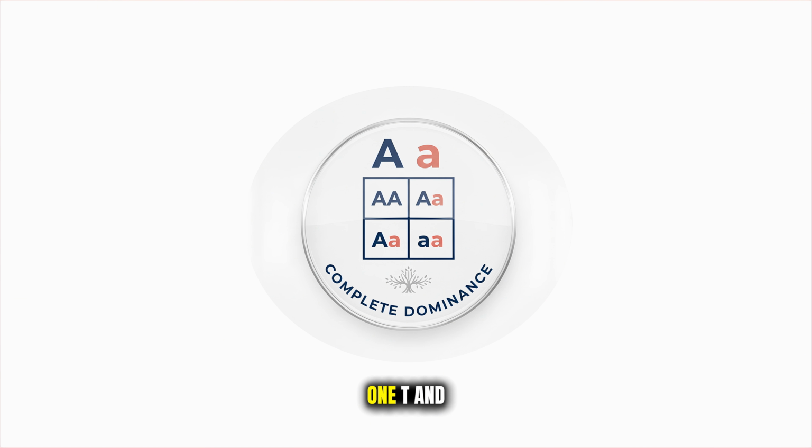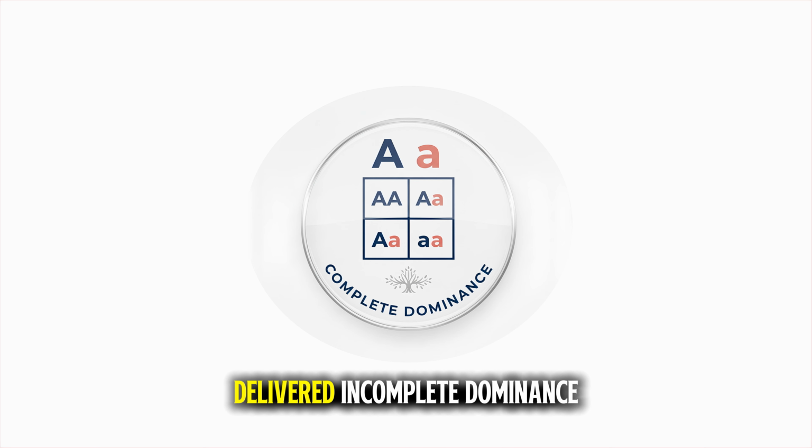If you've got one T and one T, you're tall. Period. The recessive doesn't get a whisper. Think of it like a duet where one person has the mic and the other is just mouthing the words. Most of Mendel's pea plants followed this rule, which is why it's the OG genetic pattern. Clean, decisive, and brutally efficient. The dominant allele said, "My way or the highway," and honestly, it delivered.